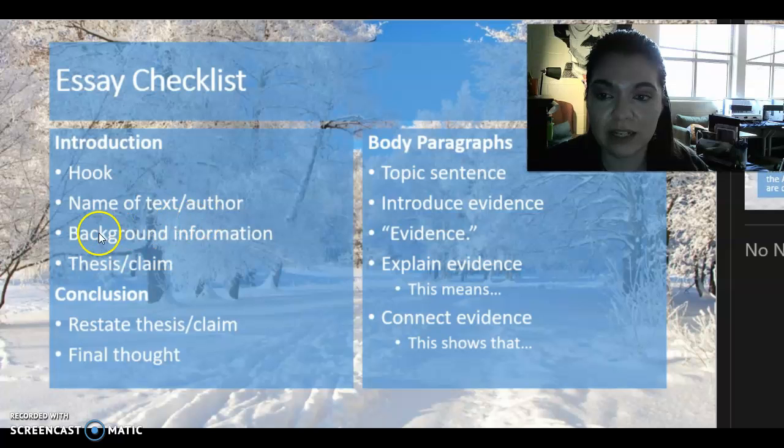Next, what you'll want is a sentence or two of background information. This information can be about anything to do with what's going on in either of these texts. It can be about the time period, it can be about the people involved, anything that would lead your reader into information they need as they go forward in your essay. The last sentence of your introduction paragraph should have your thesis statement or your claim. Let's take a look at an example of what this might look like.